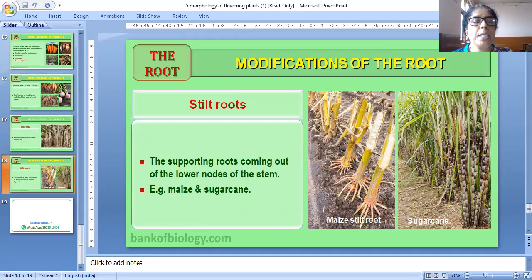A typical leaf consists of three main parts: leaf base, petiole, and lamina. The leaf is attached to the stem by the leaf base, which may bear two lateral small leaf-like structures called stipules. Here you can see the stipules in the diagram.